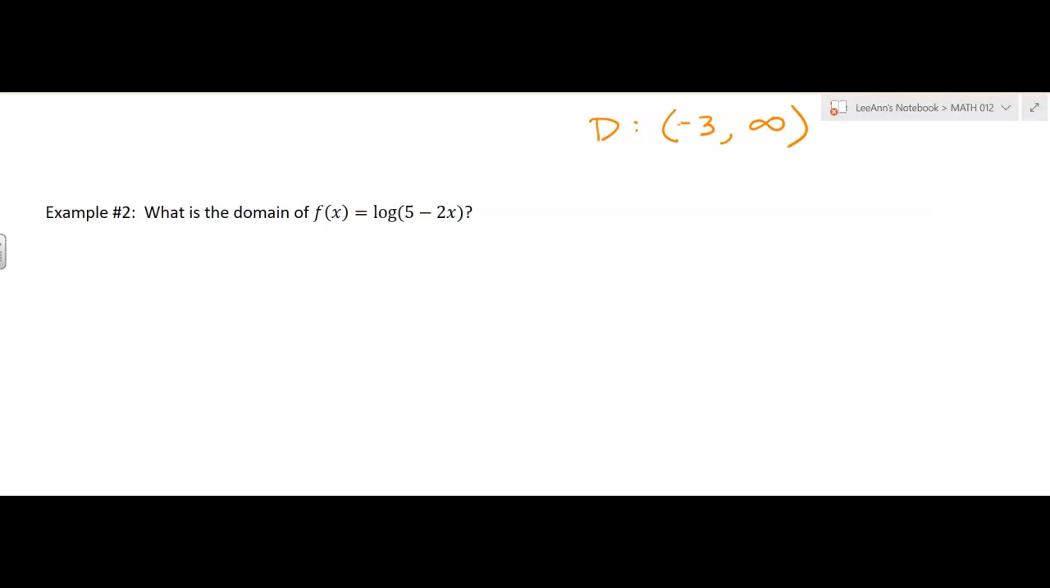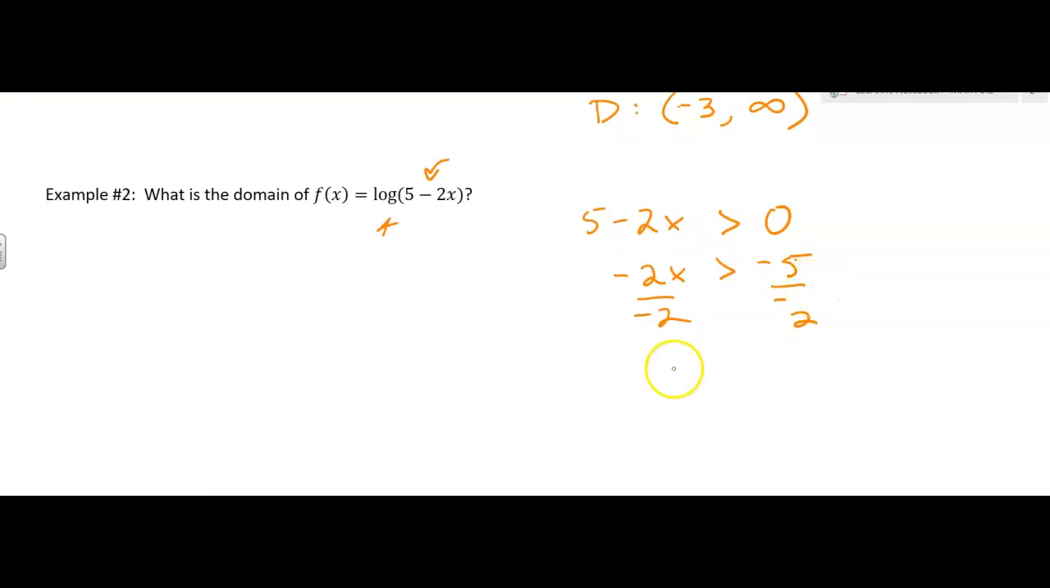So here we have another function in example 2. It's a common log, but like I said, the base doesn't really matter. We're going to take the argument, 5 minus 2x, and make that greater than 0. Again, we have an inequality, so we're going to solve that. Negative 2x is greater than negative 5. We're going to divide both sides by negative 2. But because we're dividing by a negative 2, we're going to get x is less than 5 over 2. That means our domain this time is going to be from negative infinity to 5 over 2.